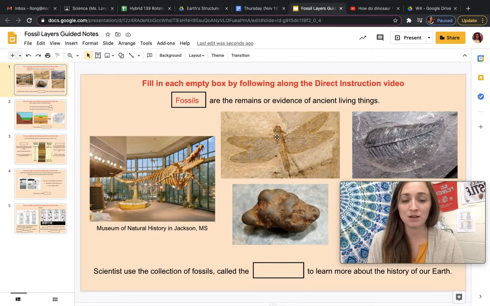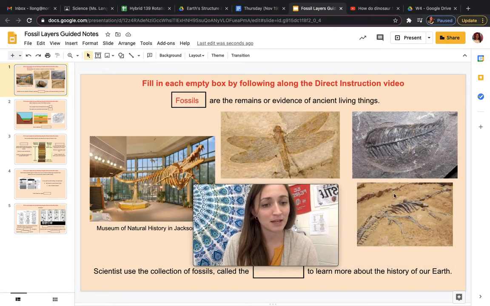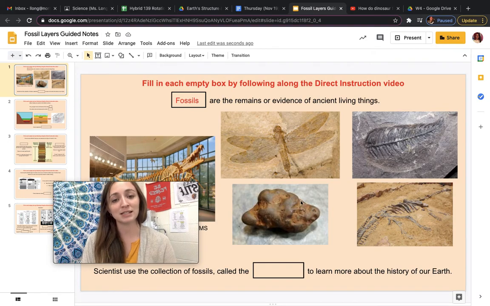It can be like here's a dragonfly that turned into a fossil, and it doesn't have to just be an animal. Here's a plant. Here's another skeleton over here, and this right here actually isn't a body part. This is actually dinosaur poop. So if you thought that thing looks like poop, you are correct because it is poop. So fossils can be a number of things. It doesn't have to actually just be the living thing itself. It's just any evidence that something was living millions of years ago.